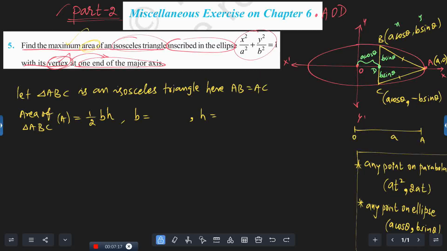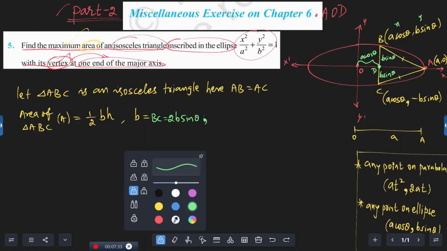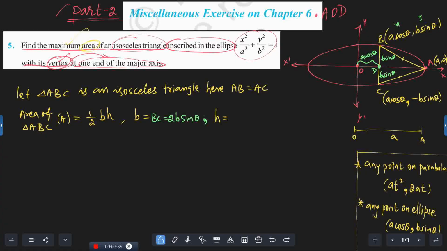Base is BC. So what is the BC value? B sin theta plus B sin theta. What will you get? 2 times B sin theta. 2 times B sin theta is my base B. Then what about the H value? H is equal to what?